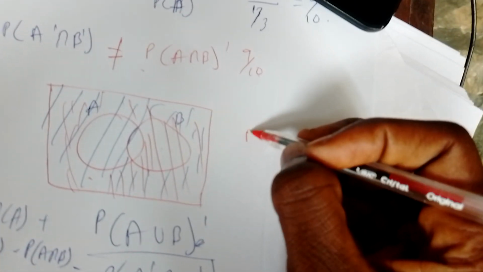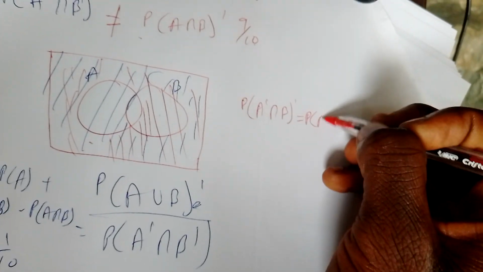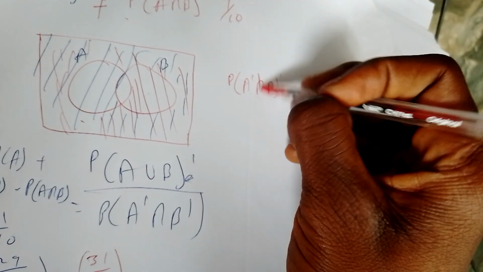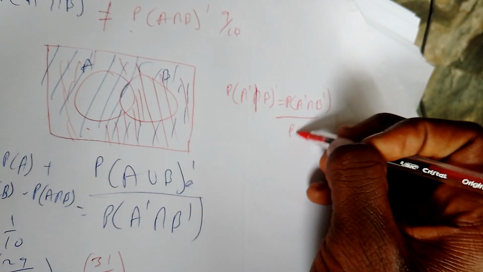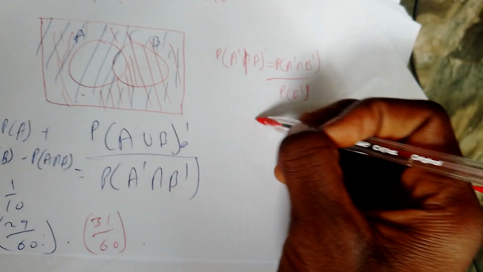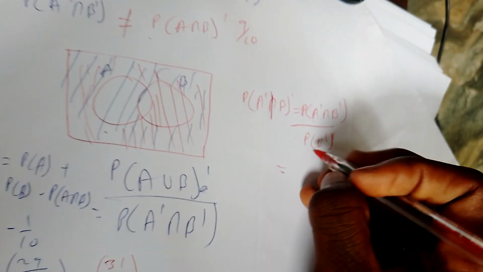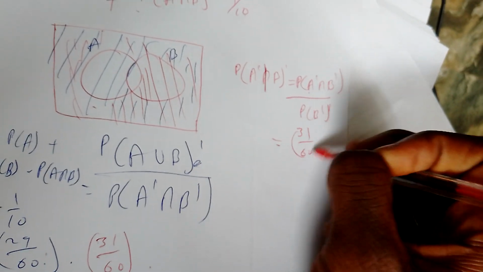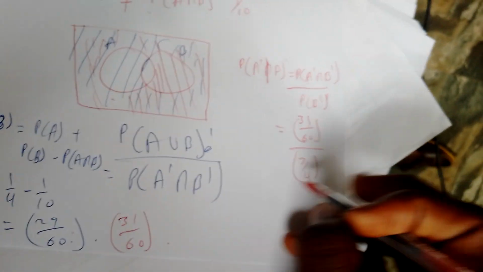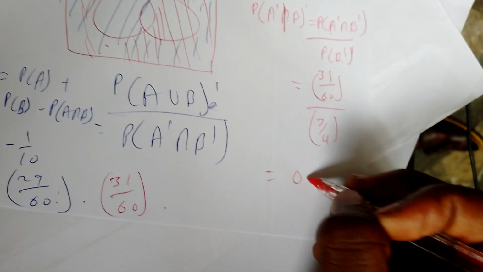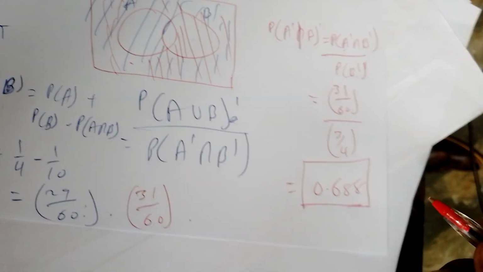So now we come here to calculate the probability. So probability of A prime given B prime is equal to probability of A prime intersection B prime all over probability of B prime. Then this one is what we calculated, that's 31 on 60. And then we divide it by probability of B prime, which is 3 on 4. When you simplify this down, you're expected to get something like 0.688. Yes, so that's just it for this question. Thank you.